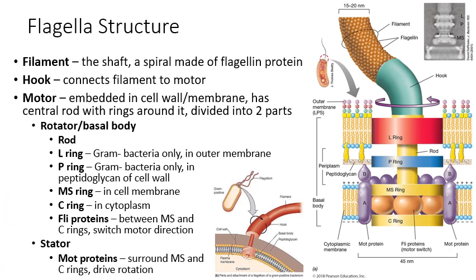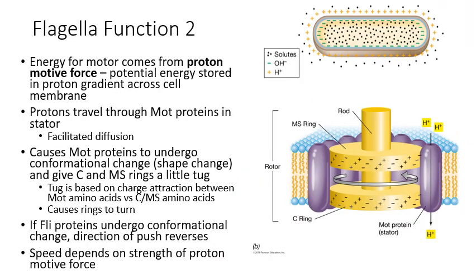The role of the stator is to actually cause the rotation to occur. Then the flea proteins are responsible for changing the direction of the flagellum for flagella that are able to change directions. And the other rings have other functions. So we're not going to cover in an incredible amount of detail how this all works, but we will go into a little bit of detail with it, focusing on the part of the motor that is surrounded by the stator, which would be the MS rings and the C rings, right here.